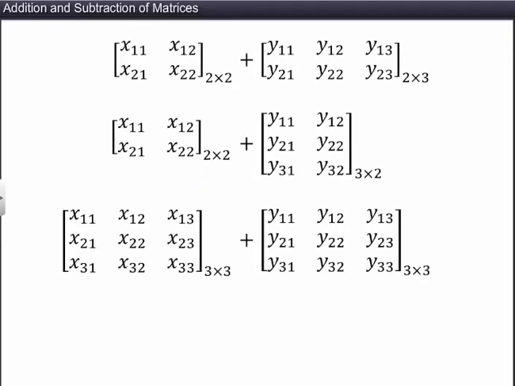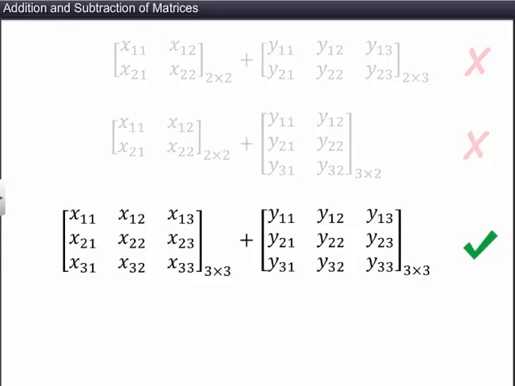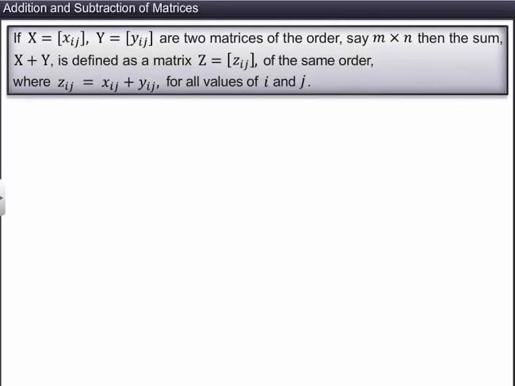It has to be noted that matrix addition can be performed over matrices having the same order. If X and Y are two matrices of the same order, say M by N, then the sum X plus Y is defined as a matrix Z of the same order, where Zij is equal to Xij plus Yij for all values of i and j.